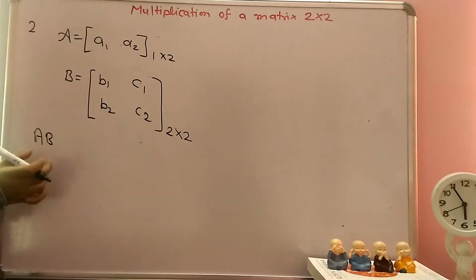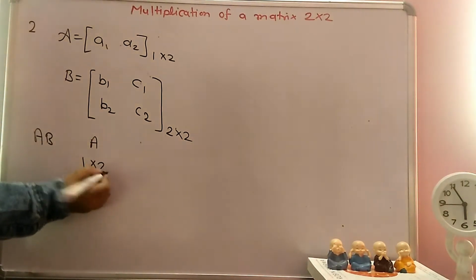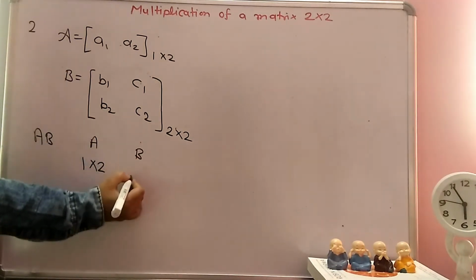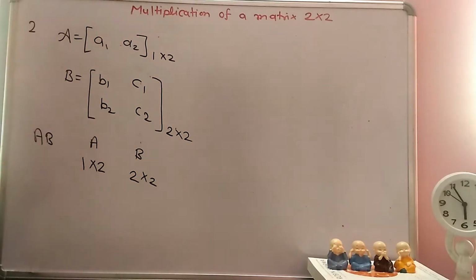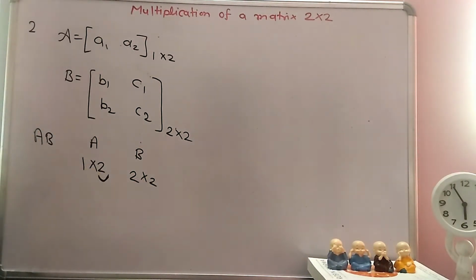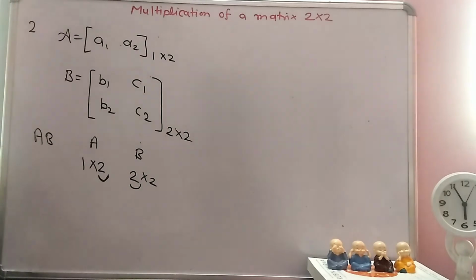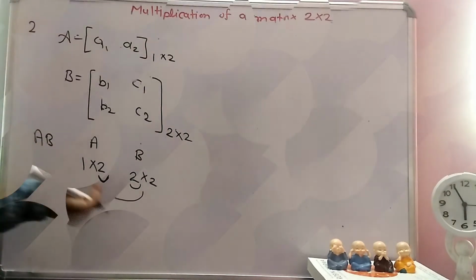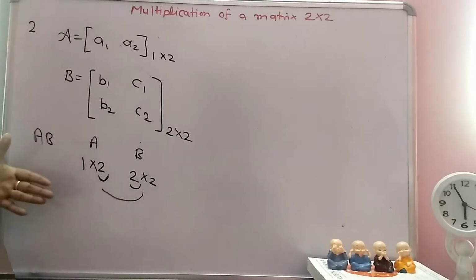AB. You write AB here. The matrix A is 1 cross 2. Okay. The matrix B is 2 cross 2. Okay, great. Now let's check the column of this matrix. The column of matrix A is 2. Okay. Next, the row of this matrix is 2. So matrix multiplication is possible. In the next example, we solve a matrix multiplication of 2 cross 2 matrices.